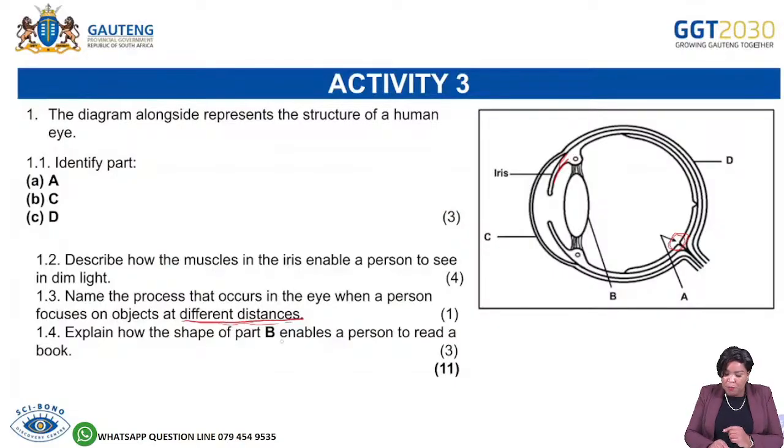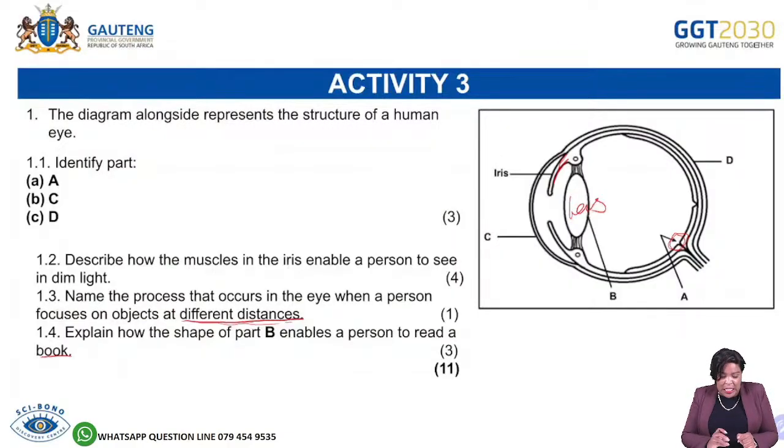Explain how the shape of part B, you go look at part B. Okay, part B is our lens. Enables a person to read a book. I also remember Vedika mentioning to you that they will not ask you in the exam question paper to explain accommodation for near distance or for far. They will give you a scenario. So you must use your brain to think.